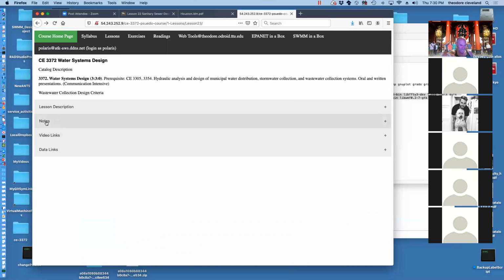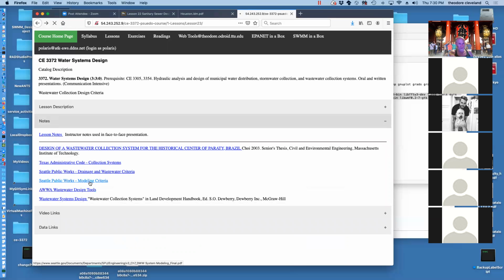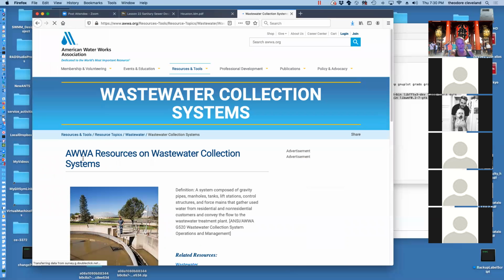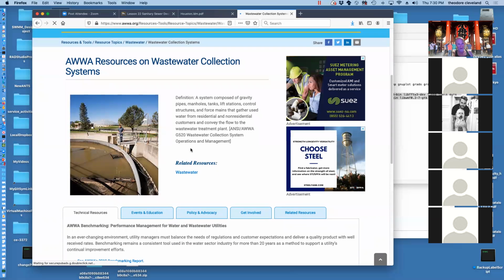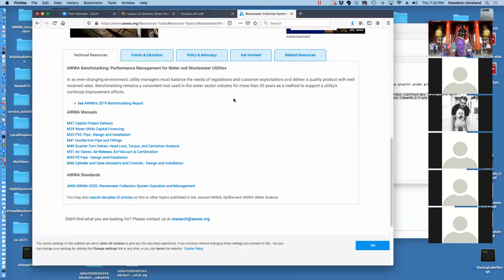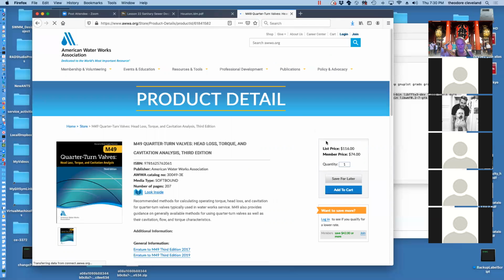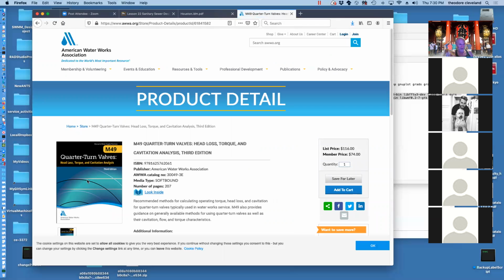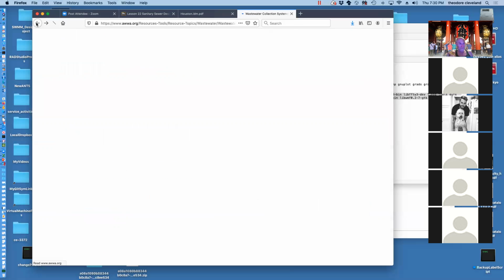The last thing to look at is the American Water Works Association wastewater design tools. And so they have a whole section on wastewater collection system and a lot of technical resources. There's different guidance manuals, and these are available in exchange for money. $116 for a manual on valves. That seems like a lot of money to you and me because we don't deal with valves very much, but if you're in the business, that's probably pretty cheap.